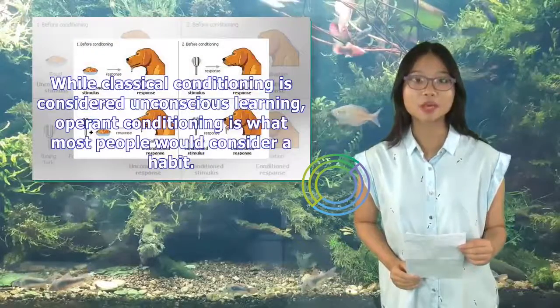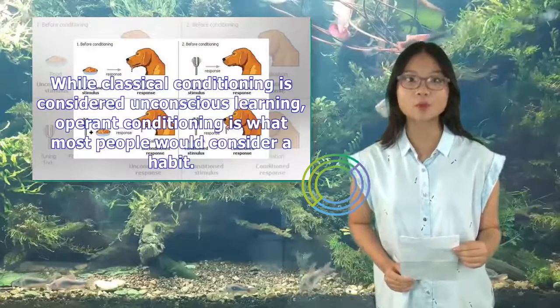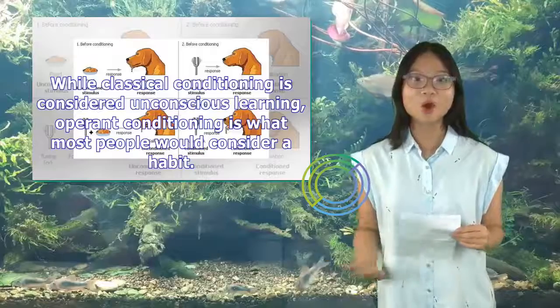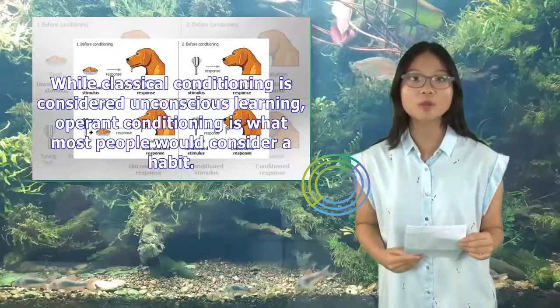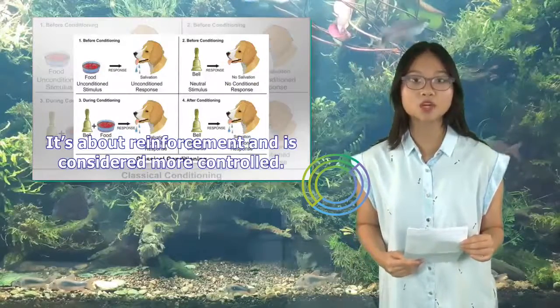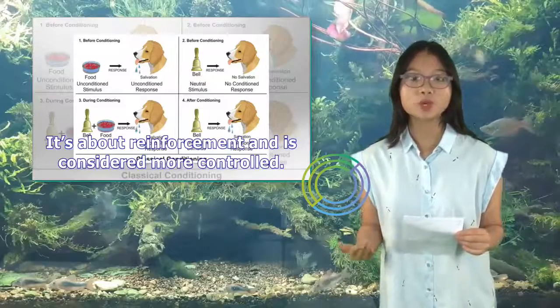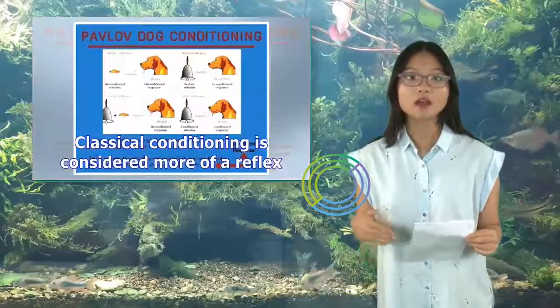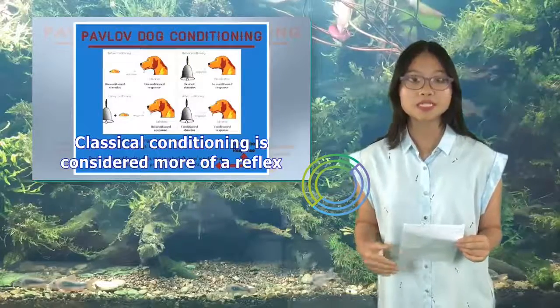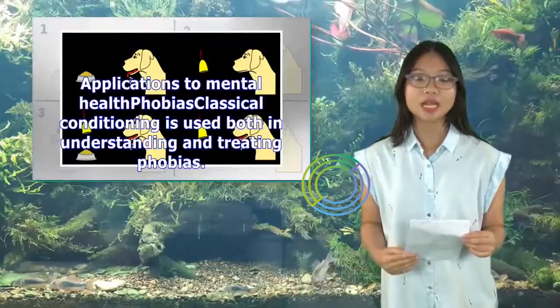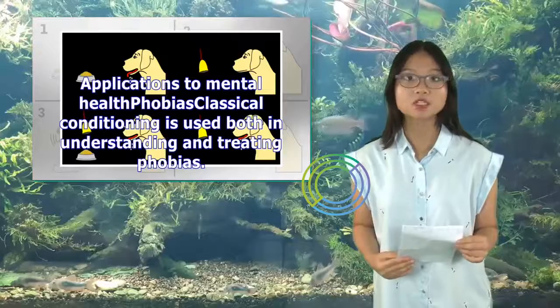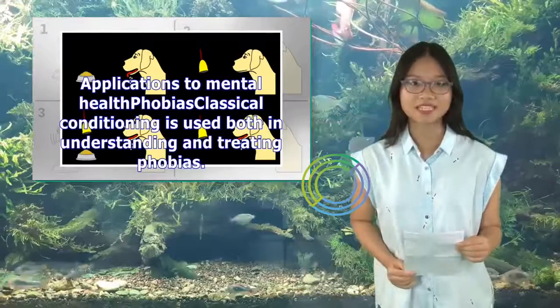While classical conditioning is considered unconscious learning, operant conditioning is what most people would consider a habit. It's about reinforcement and is considered more controlled. Classical conditioning is considered more of a reflex. Applications to mental health: phobias. Classical conditioning is used both in understanding and treating phobias.